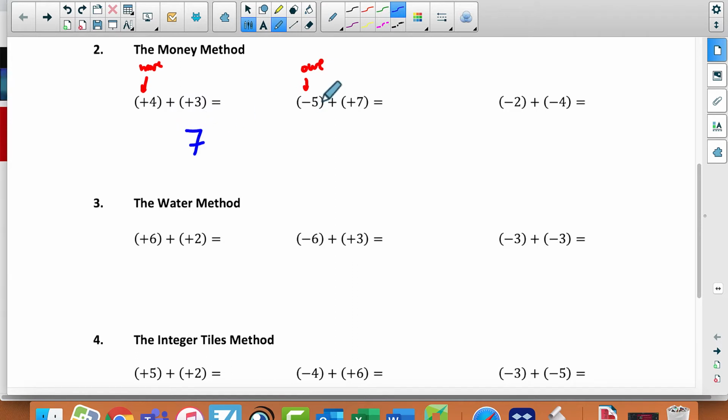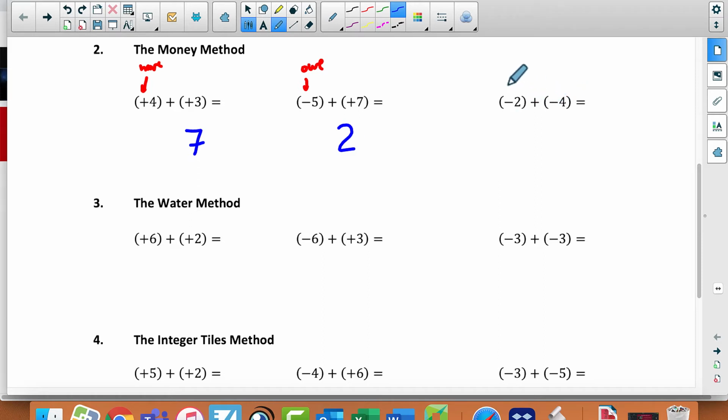The second question, you owe $5 to someone, but then you get $7. So is this good or bad? Are you owing money now, or do you have money? You have money. You owed 5, but you got 7. So now you can pay this person off, and how much do you still have left over? You still have $2 left over. So the answer is positive 2.